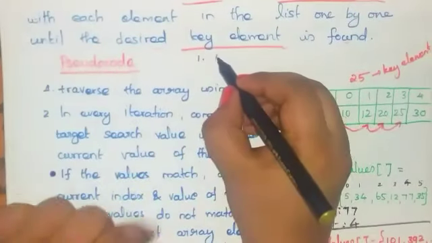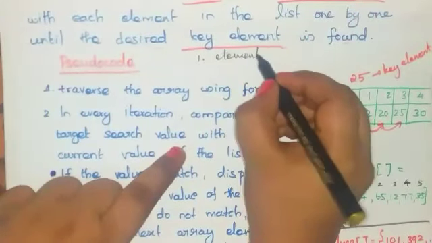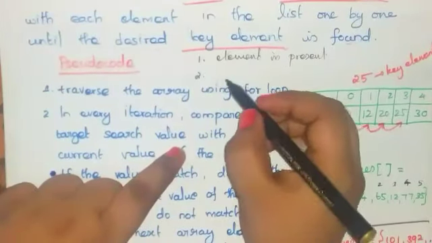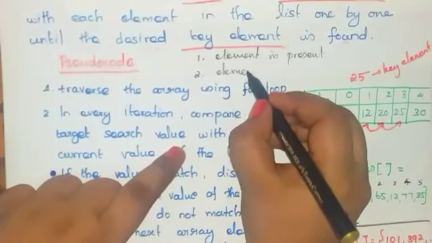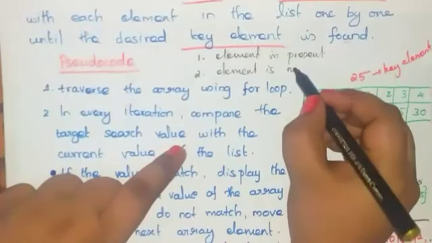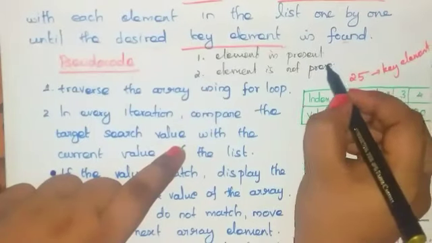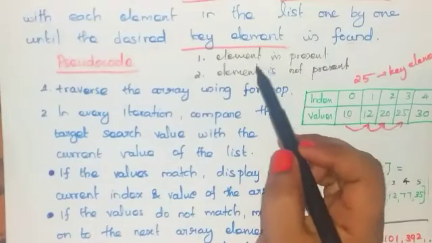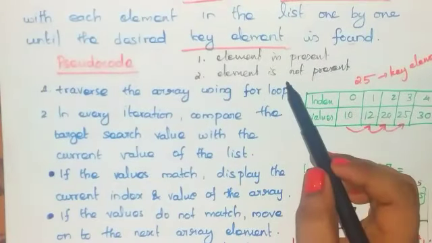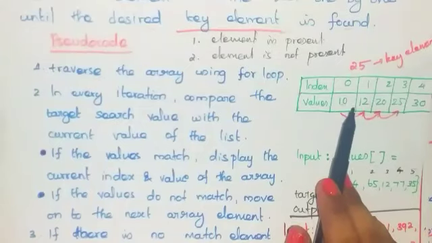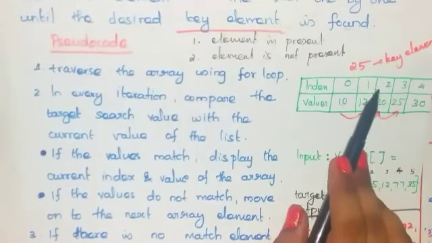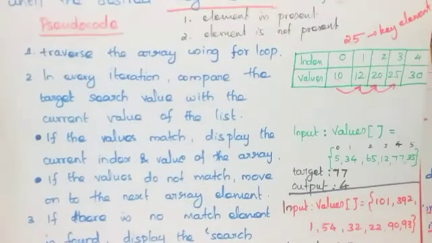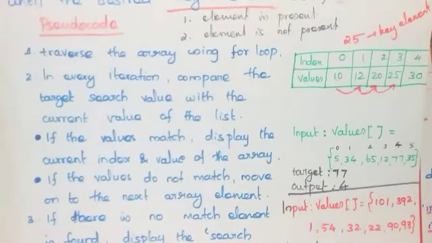First case is element is present. Second case is element is not present. There are two cases in linear search. First case is element is present, next case is element is not present. If the element is present, you have to print the index position of that element in the output. If the element is not present, the program should print element not found in the output.